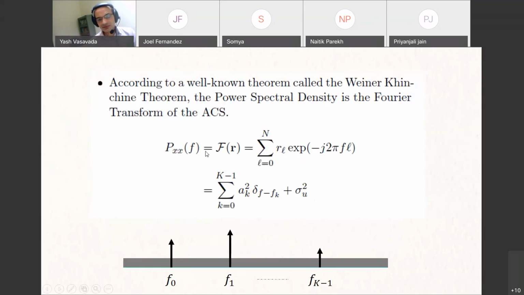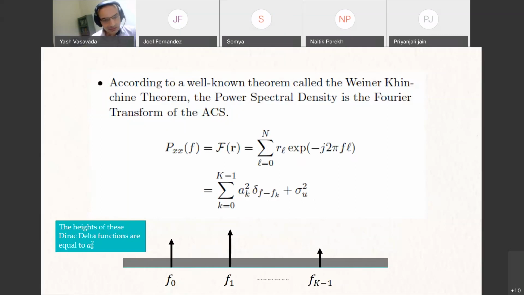X-axis is frequency f, small f. It goes from minus 0.5 to 0.5. And at each of these f0, f1, all the way until fk minus 1, I get a spike. And that spike is because of this Dirac delta function. I also get a constant, which is called the noise floor, whose height is sigma u squared. So this pedestal that you see is coming from sigma u squared. And additionally, there is a variability in these impulses, and that variability is coming because of these ak squared terms.